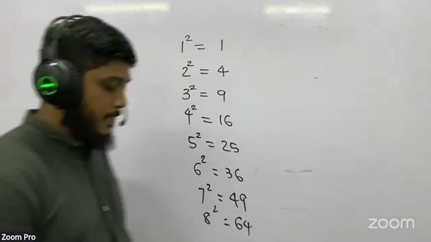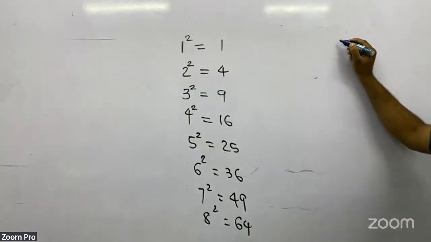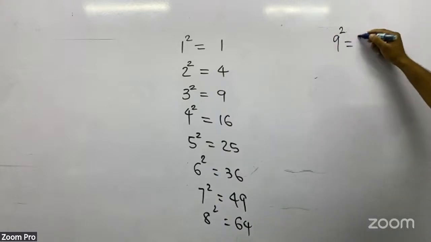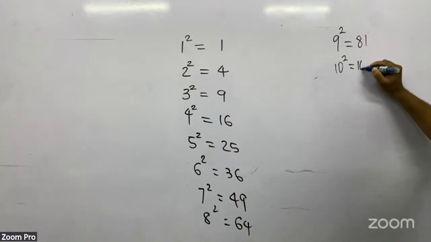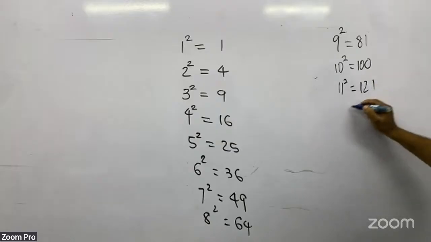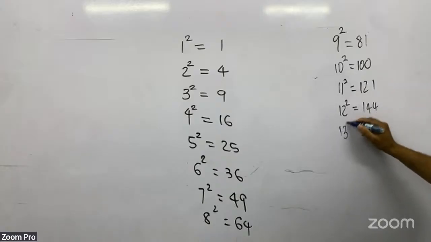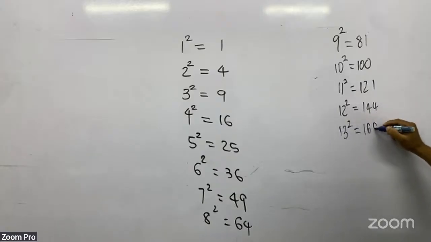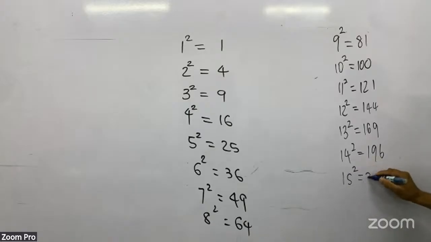Right. Next one, how much is 9 squared? 81. Very good. What is 10 squared? 100. 11 squared? 121. 12 squared? 144. Very good. 13 squared? 169. 14 squared? 196. 15 squared is? 225. Okay, very good.